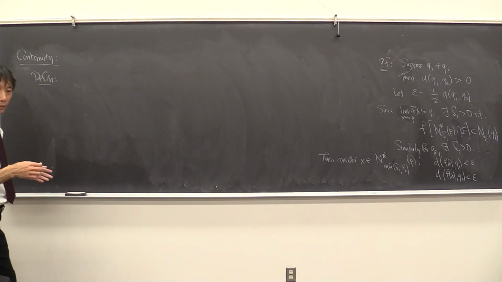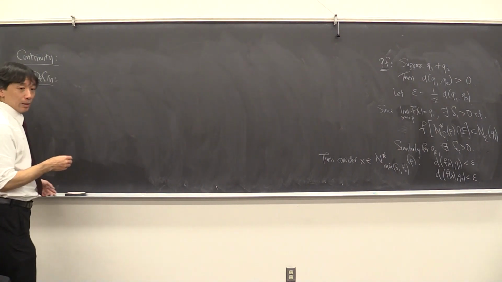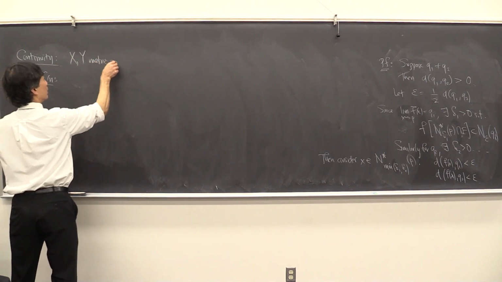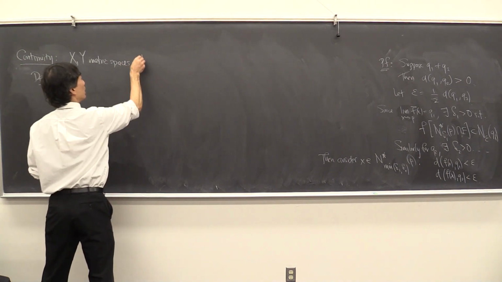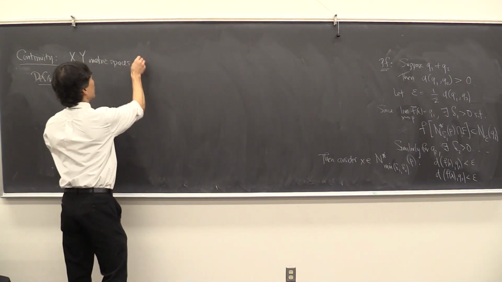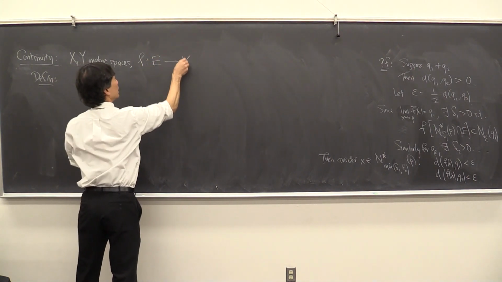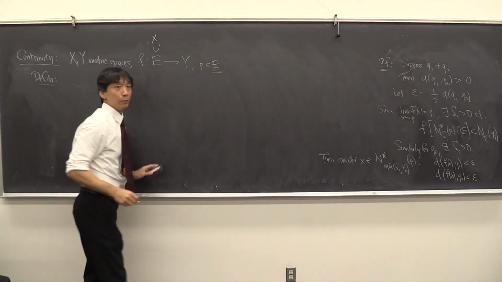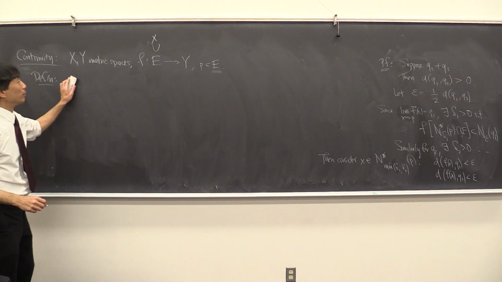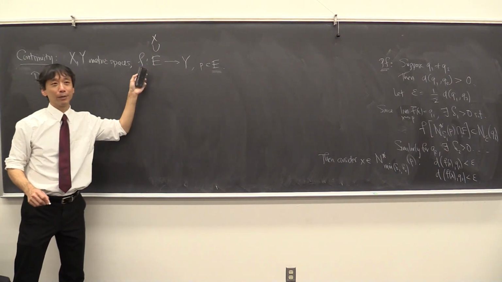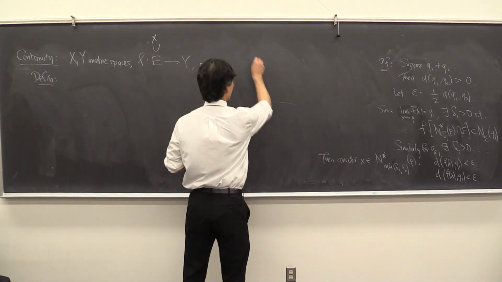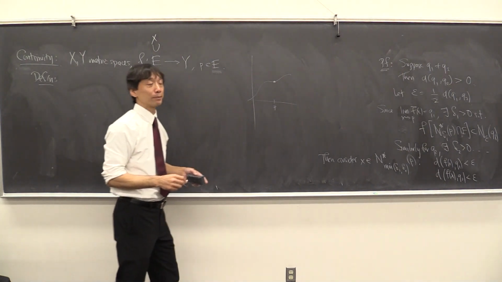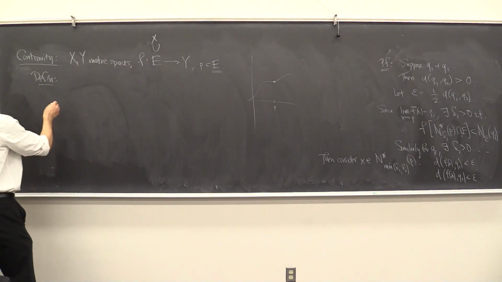Okay, so here's how we're going to define it, and it'll look kind of familiar, maybe. So again, we've got x and y metric spaces. We've got a function from e into y, where e is a subset of x, and we have a point. This time the point is actually in the domain, because we want the function to have some value at that point.